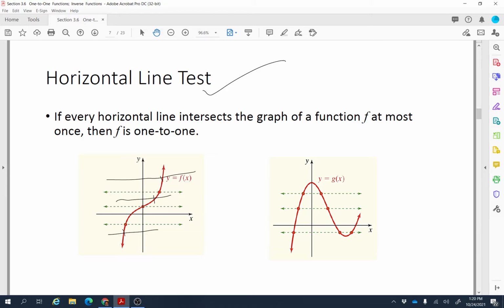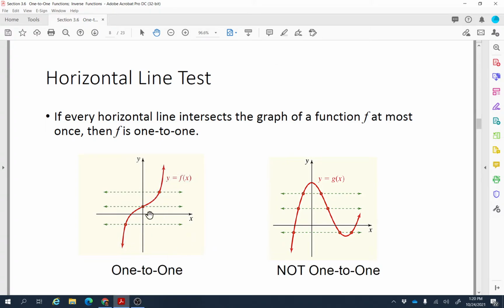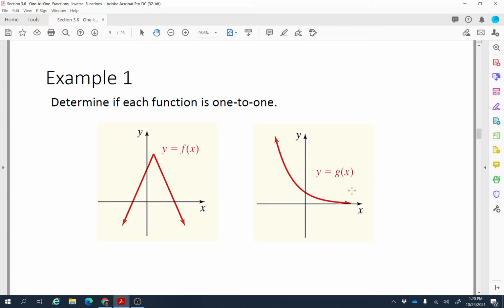But in this second graph, as you can see, you will be able to find a line which intersects at more than one point. So that means this is not a one-to-one function. So the first one is one-to-one, but the second one is not.